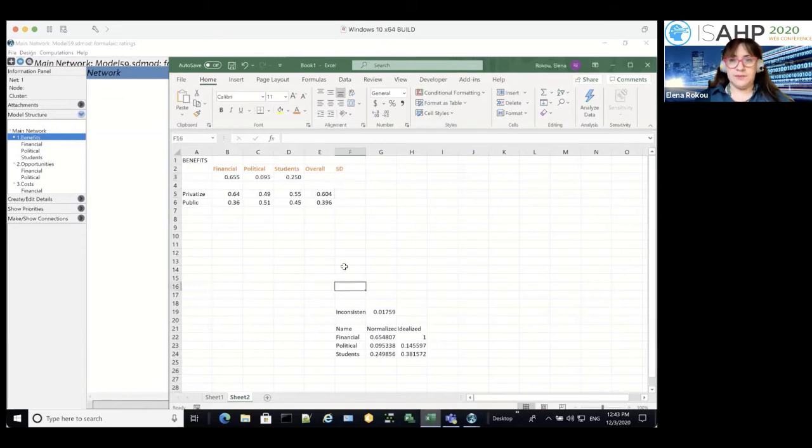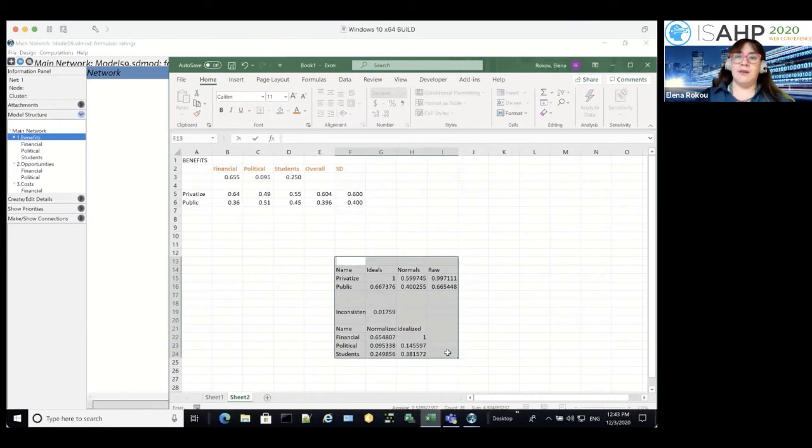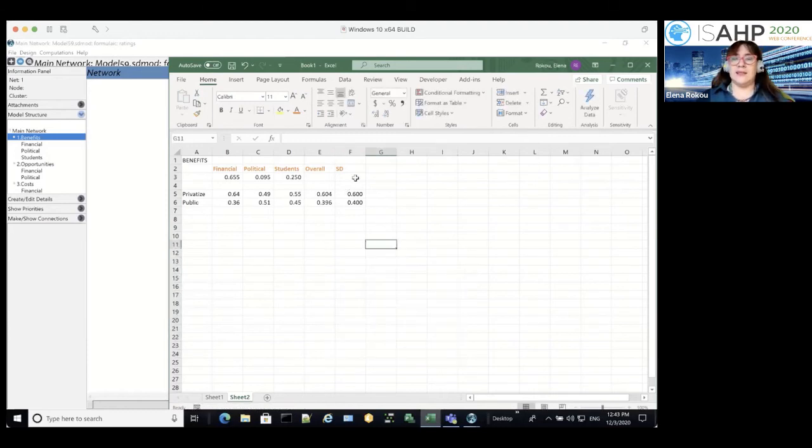And here are the results that I got. As you see, we are pretty close. Not exactly, because we didn't really have all those decimals that Super Decisions can handle. However, we got the same results. And that tells me that the most beneficial solution for my situation would be to privatize.